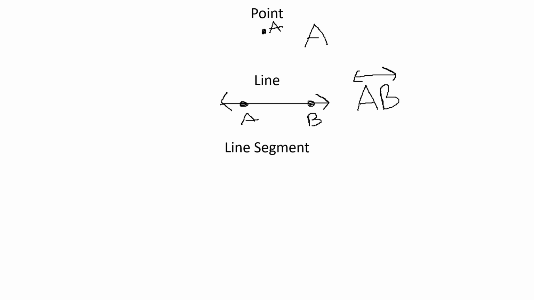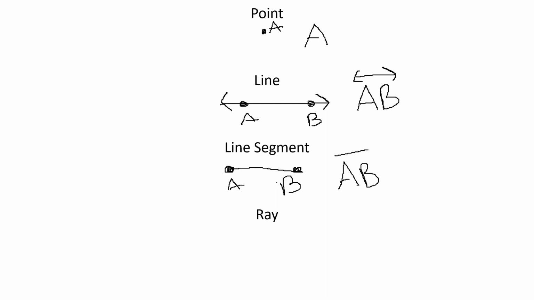Now a line segment, while a line goes on for all of eternity, a line segment has a starting point and a stopping point. Let's call this line segment AB. To write the name of a line segment, you still put the beginning and ending points, and then you put a line on top with no arrows. The no arrows indicates that that is a segment and not a line.